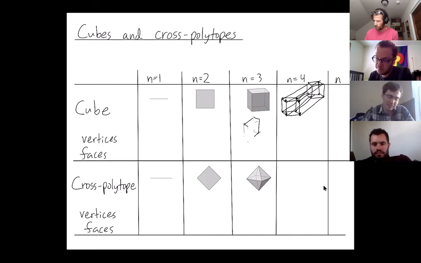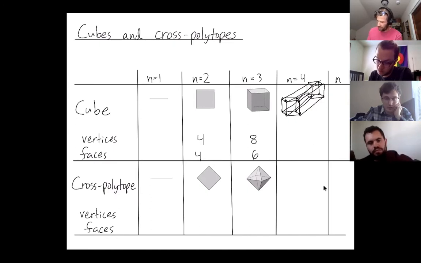Okay, so when we see this iterative procedure, we can start to count the number of vertices and faces of these cubes. So the 2D cube has 4 vertices, 1, 2, 3, 4, and it has 4 faces, 1, 2, 3, 4. The 3D cube has 8 vertices and 6 faces. The 1D cube has 2 vertices there and 2 faces. Same thing. In this example, the faces are the vertices.